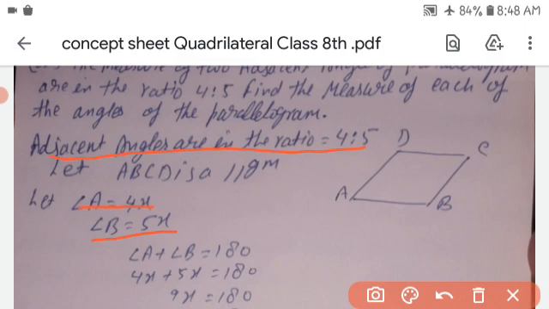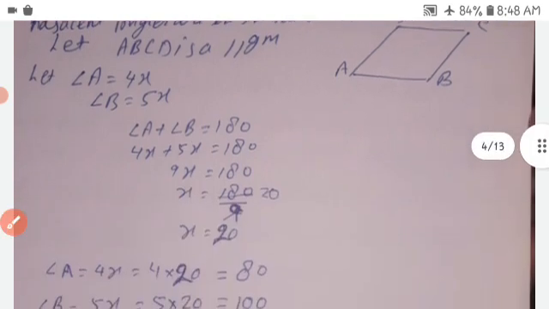The sum of consecutive angles in a parallelogram is equal to 180 degrees. Angle A plus angle B is equal to 180 degrees. Putting the values of angle A and angle B, 4x plus 5x is equal to 180. 9x is equal to 180. Now x is equal to 20.